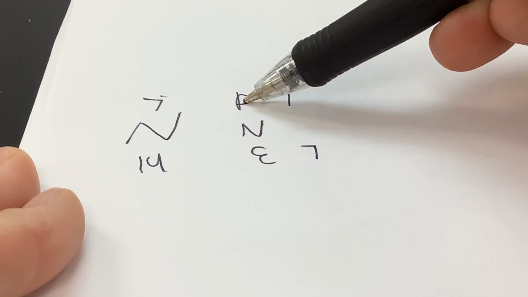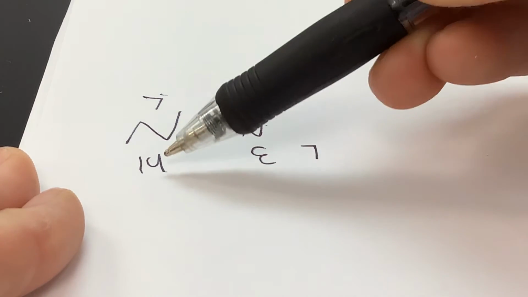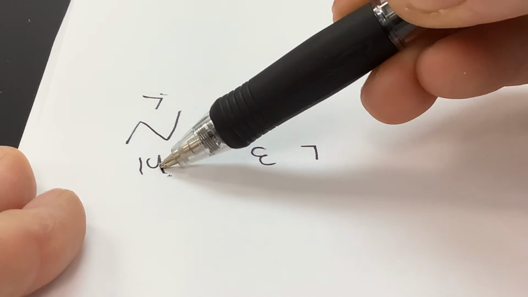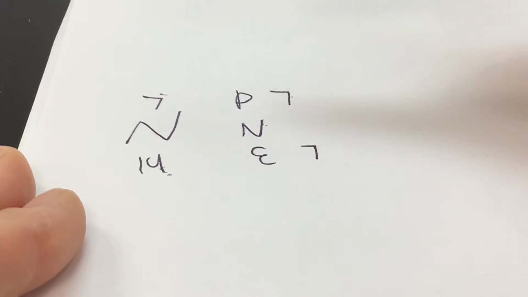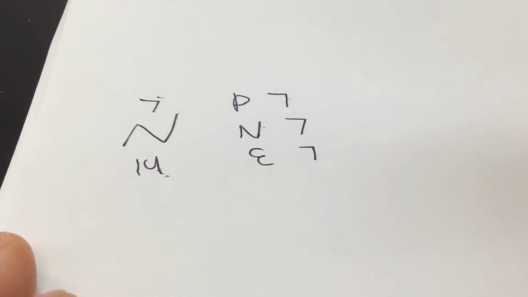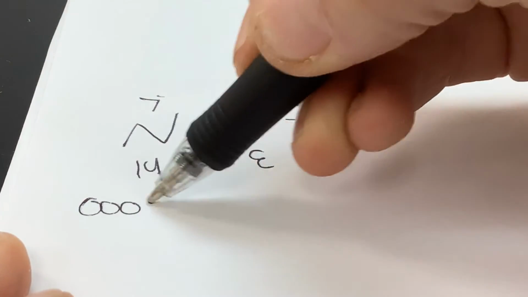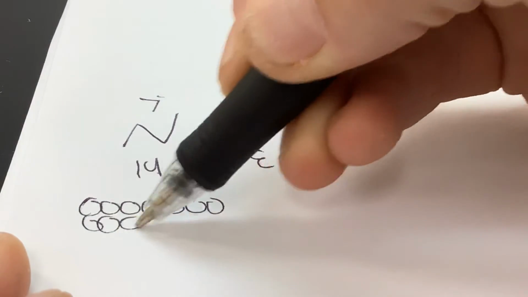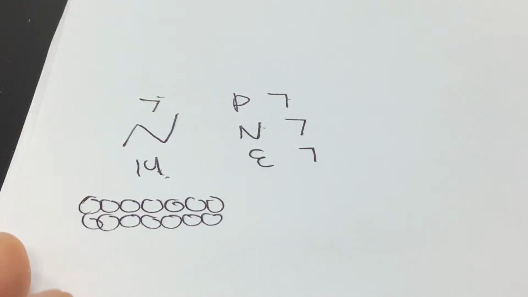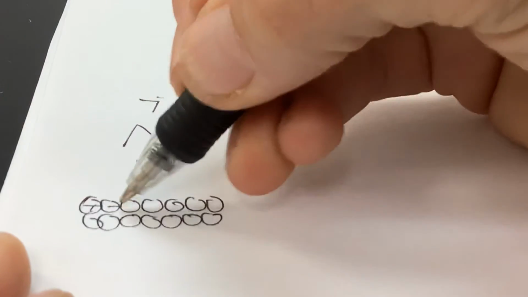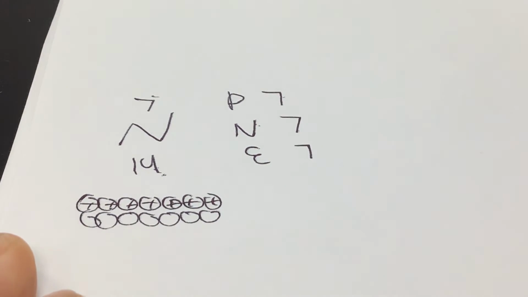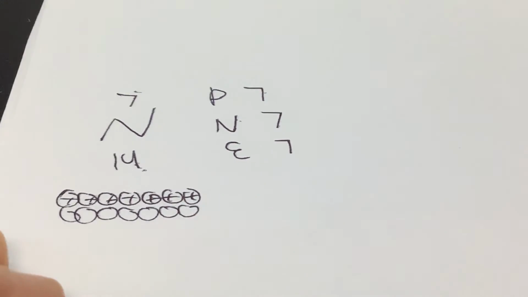Neutrons, remember, protons and neutrons are in the nucleus. Well, there are 14 things in the nucleus. 7 of them are protons, so 14 minus 7 leaves 7 neutrons. If you needed to, you could actually draw 14 things. If you make 7 of them positive, then 7 of them are going to be neutral. Okay, we got our information.